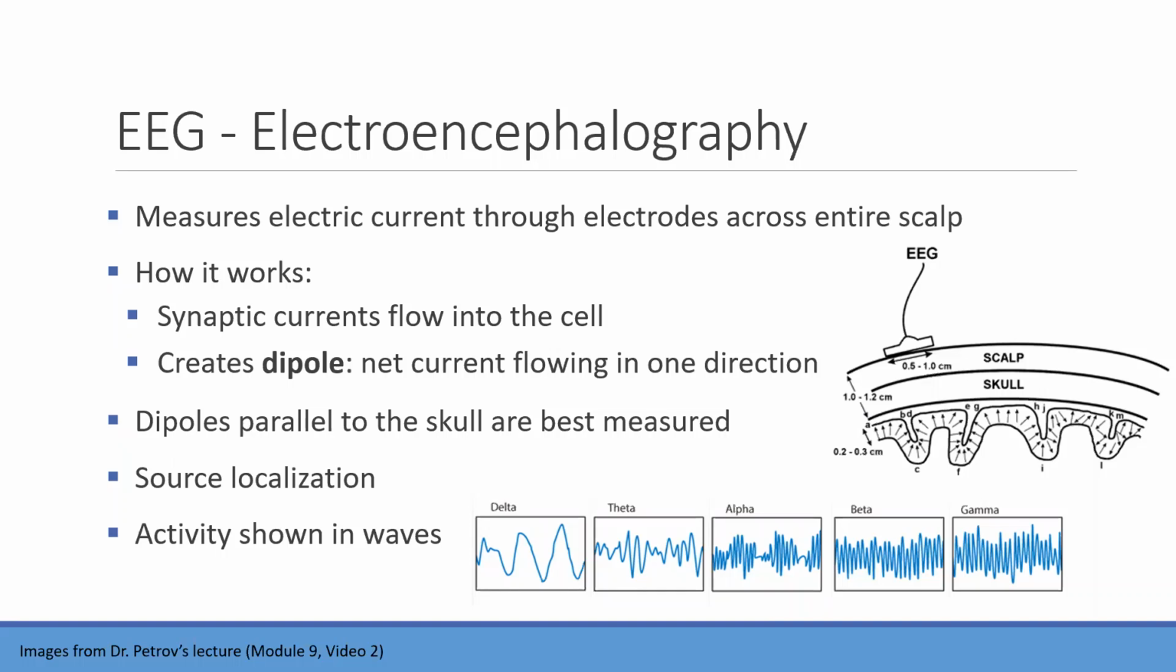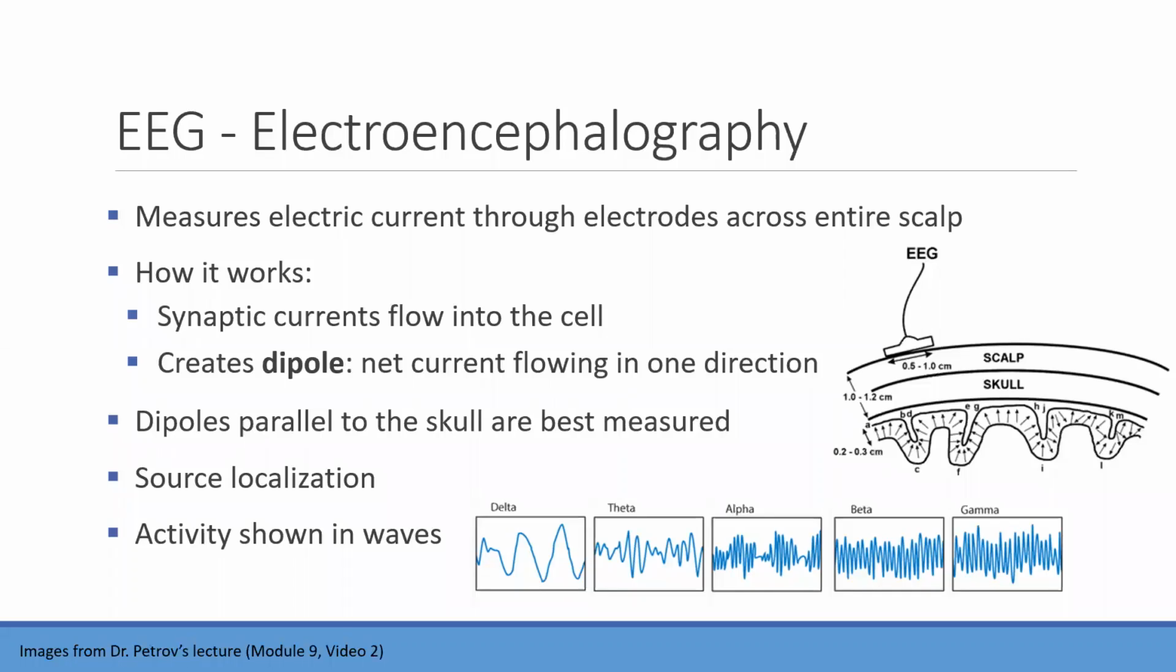So first we're going to go over EEG in a little more detail, and it measures the electric current through electrodes across the entire scalp. So whenever there's activity to certain areas of the brain, synaptic currents are going to flow into the cells in this area. This flow is not symmetric though, so it creates a dipole, which is just the net current flowing in one direction. And you can see the dipoles in the image on the right. They're represented by the arrows.